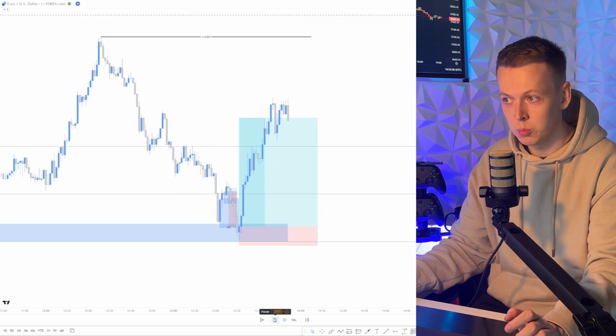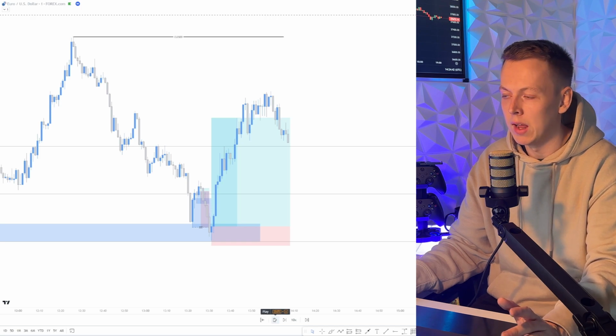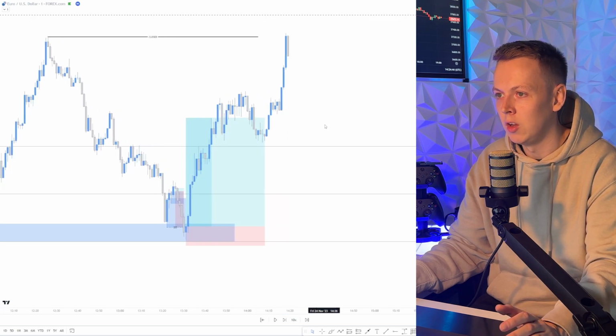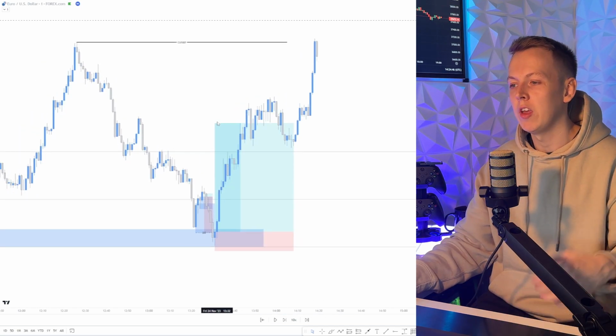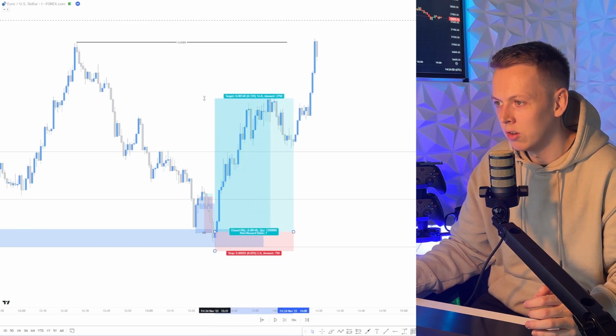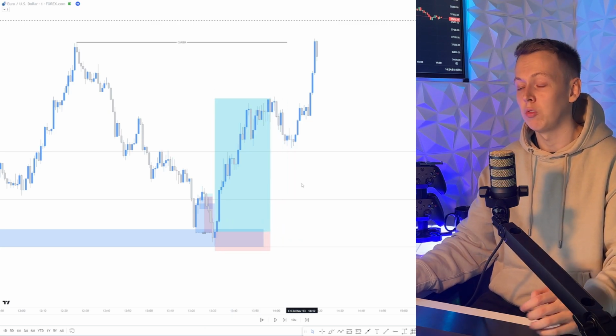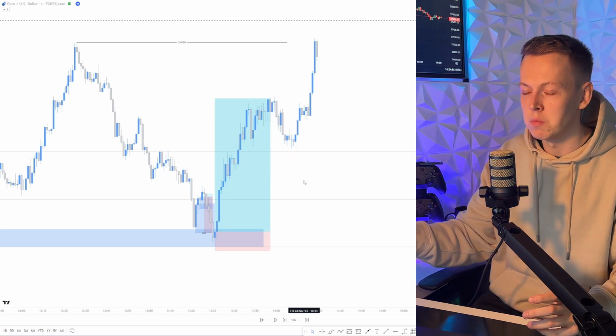Price continues to push up, not really much of a pullback. It pulls back a little bit in here before continuing higher to target. I think in this trade I actually closed it at around 7R. It was around this area in here. This was personally how I wanted to manage this position.